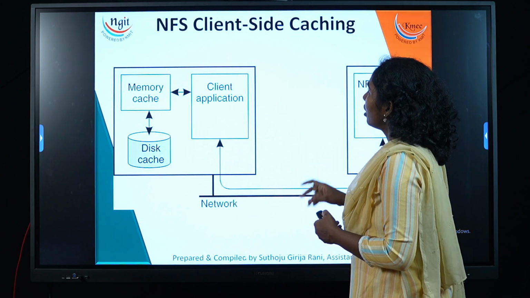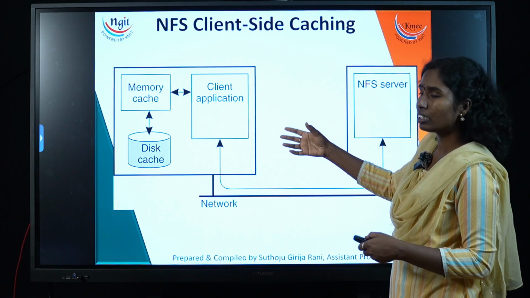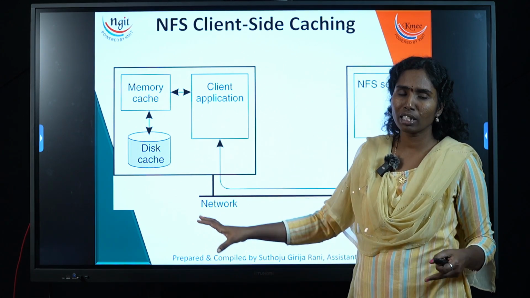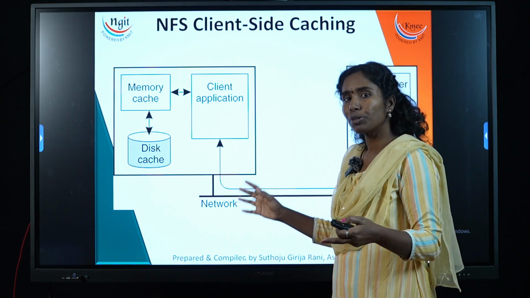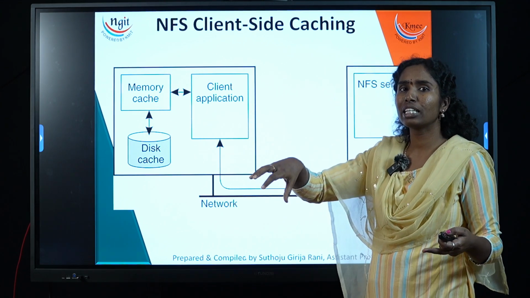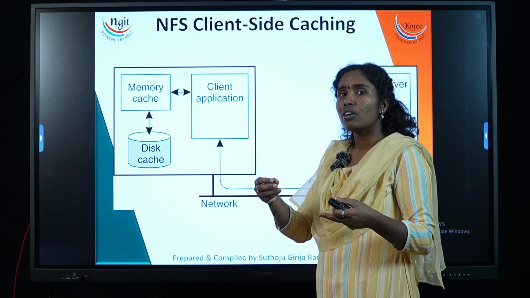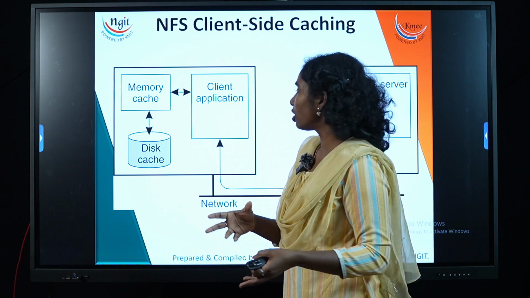Done? Now, NFS client side caching. Why do we need caching? Because cache memory is the fastest memory in the whole memory hierarchy, as we all know from our computer organization. So we utilize this cache here for the fastest data request and response speed.